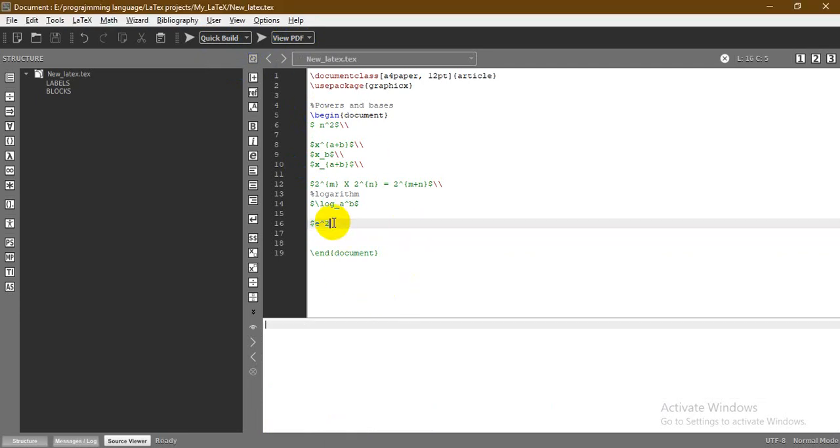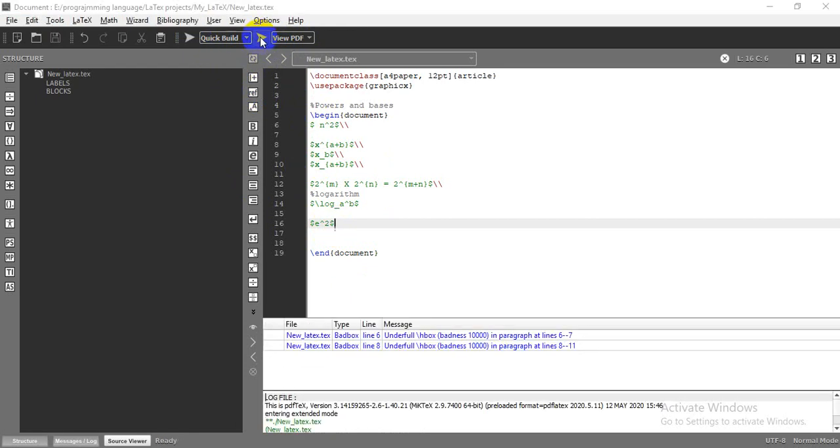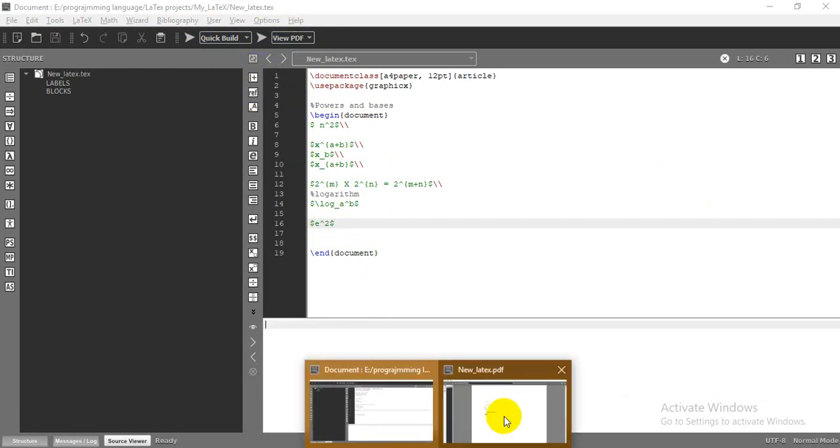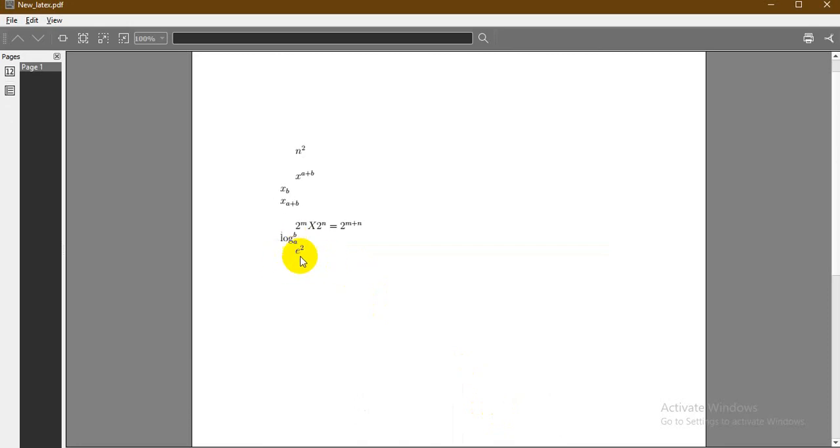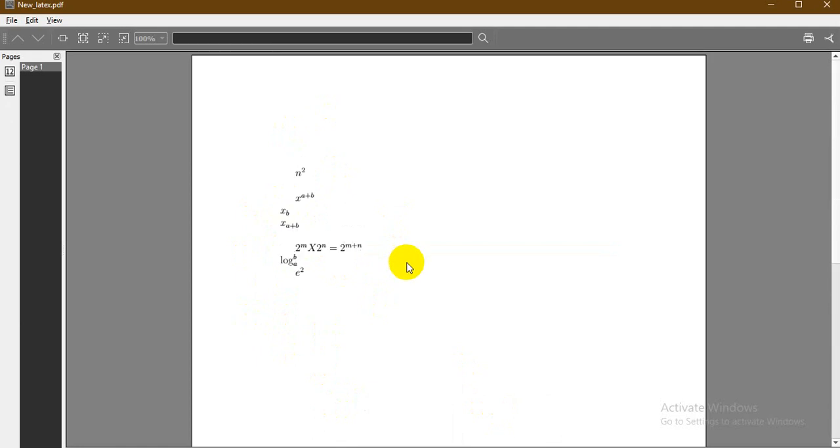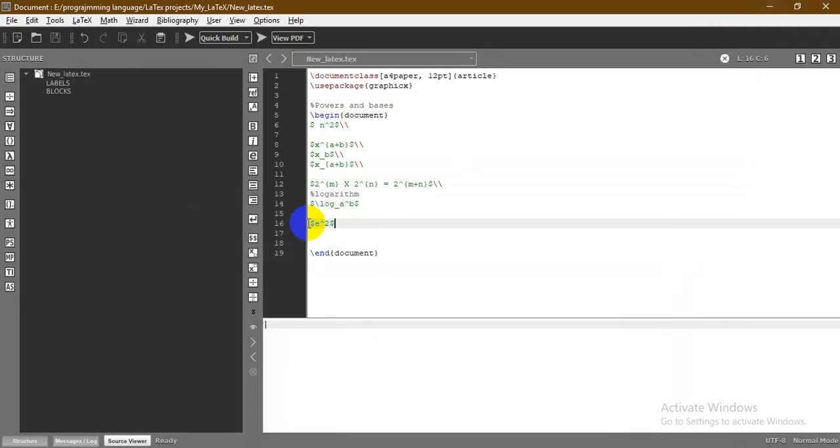So the error is shown because I didn't close the math mode. Compile, and then I run. Come here, open. You see that e squared is shown to you. So these are the different formats for you to write in the math mode. So we have the exponential and all that.